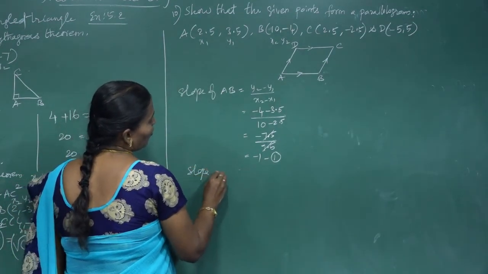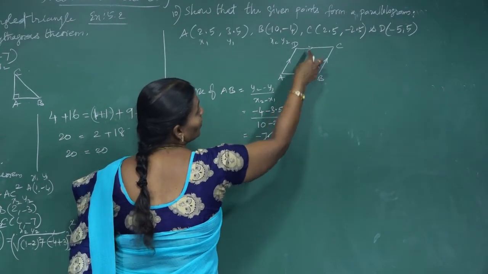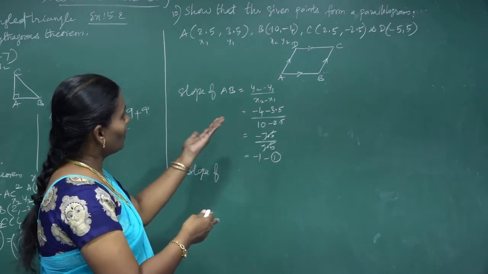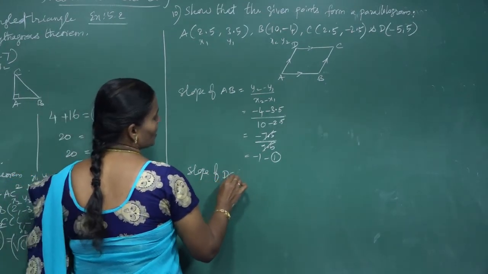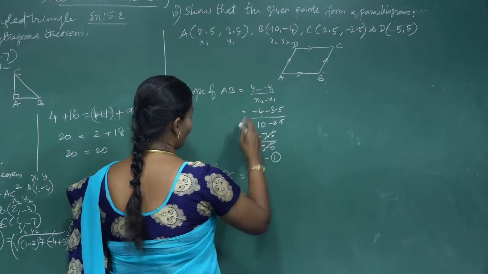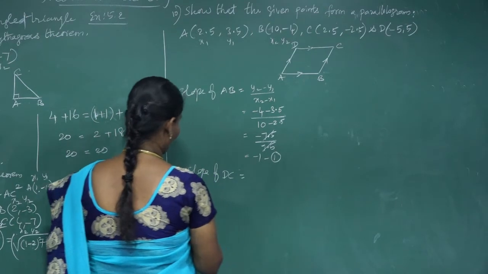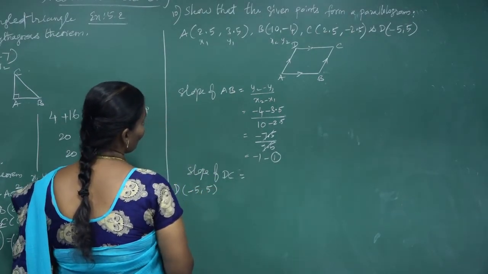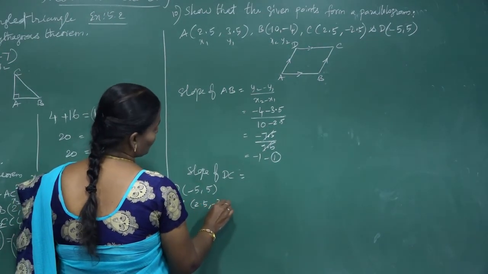Okay, next, find out the slope of DC, because now we are going to prove these two are parallel, isn't it? The slopes are equal means the line segments are parallel. So find out the slope of DC. What is the formula? The same formula. Here you take D point. The D point is minus 5 comma 5, and C point is 2.5 comma minus 2.5.